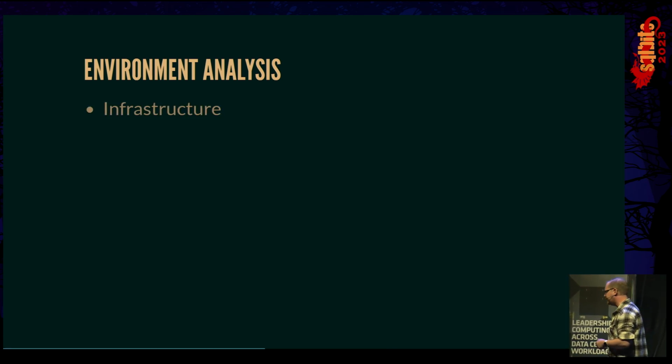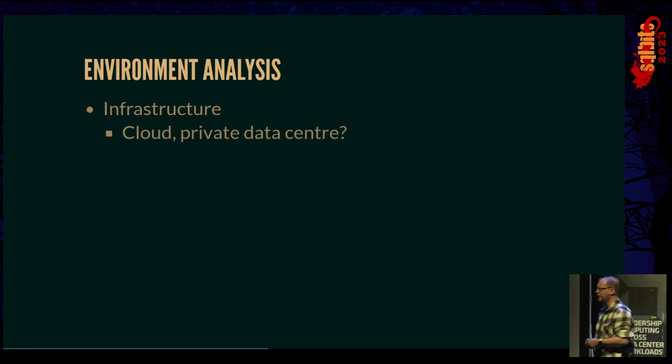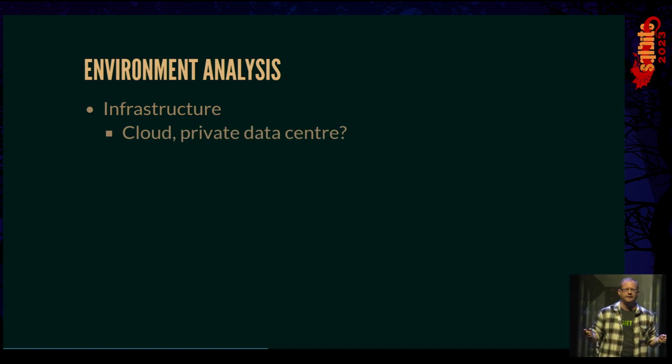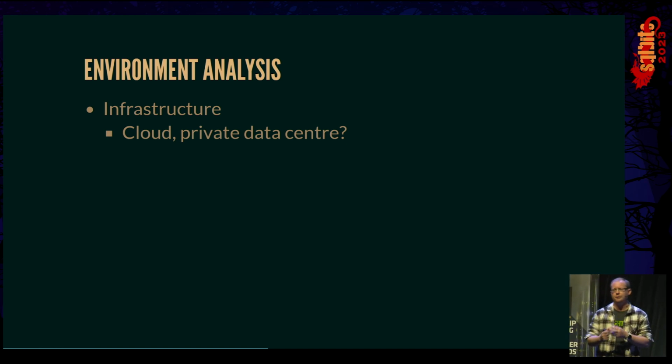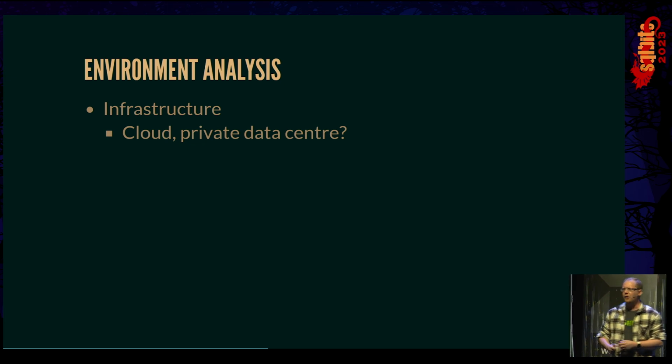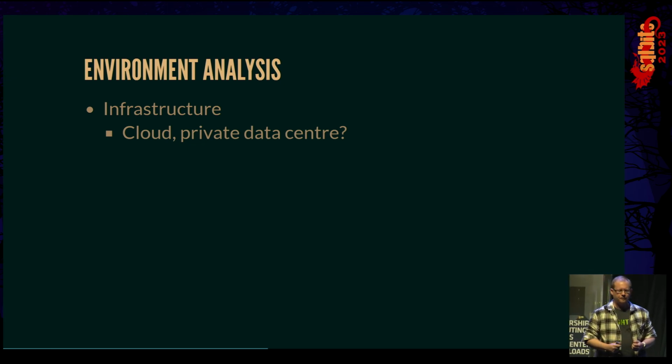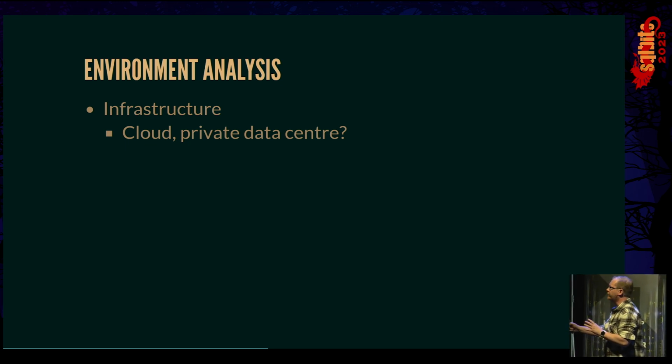So first thing is infrastructure. Where are we running? Are we in the cloud? Do we have a private data center? Are we on premises? And what's running there? Do we have physical machines, virtual machines, some sort of serverless architecture? Do we have a Kubernetes cluster sitting in the corner, scaring everyone? What are we running?